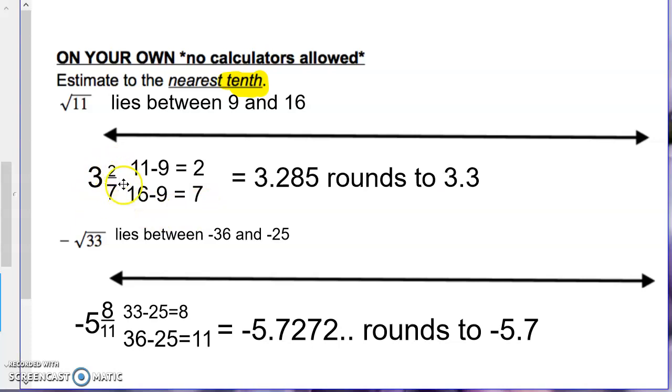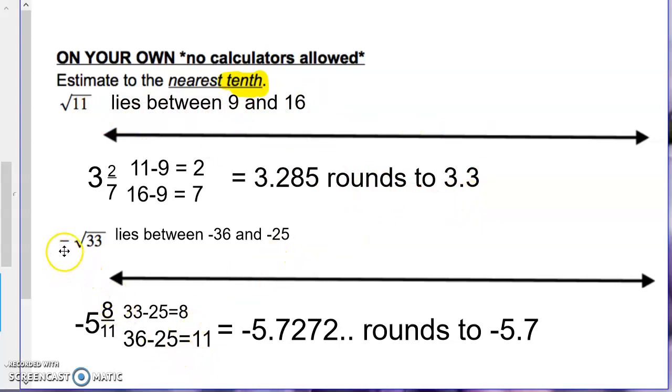Well, when 2 goes inside the house and 7 stays out, I get the decimal 0.285. Well, I just need to round it to the nearest tenth, so I look at the 2, the digit next to it is greater than 5, so that would round to 3.3. So my approximate answer to the nearest tenth of the square root of 11 would be about 3.3.